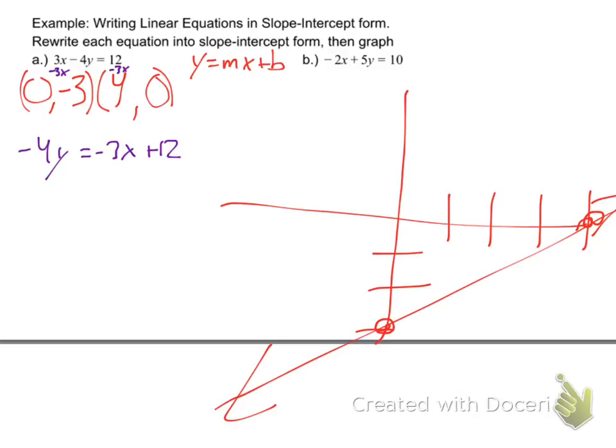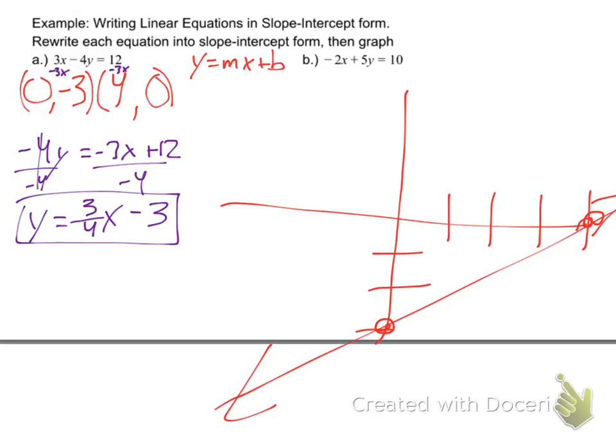So therefore, I've got to get rid of the negative 4. Instead of negative 4 times y, I need to divide both sides by negative 4. I now have y equals negative 3x divided by negative 4, which is actually 3/4 x, and 12 divided by negative 4. There is your equation in slope-intercept form.